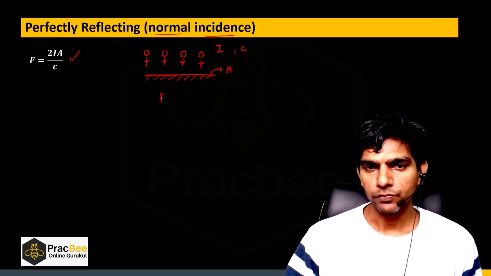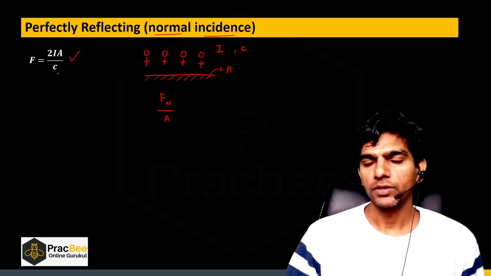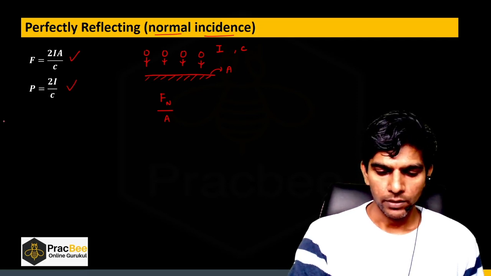And if you want to find the radiation pressure, the radiation pressure will be given by normal force per unit area, right? So here the normal force is nothing but 2IA by c. And if we divide this by the area, we will get the radiation pressure, that is 2I by c. Okay.